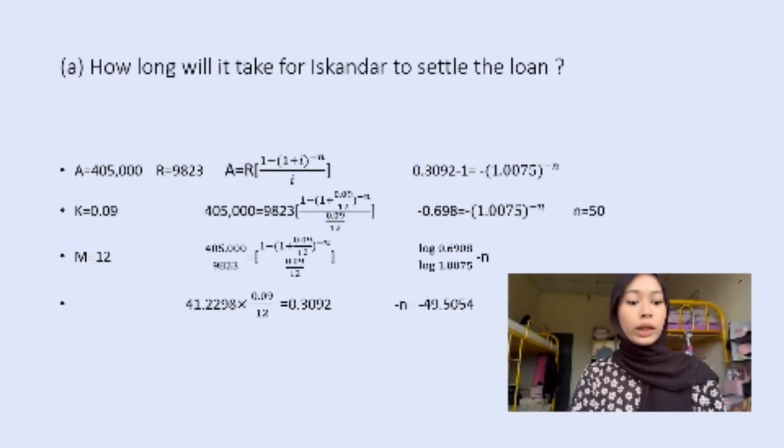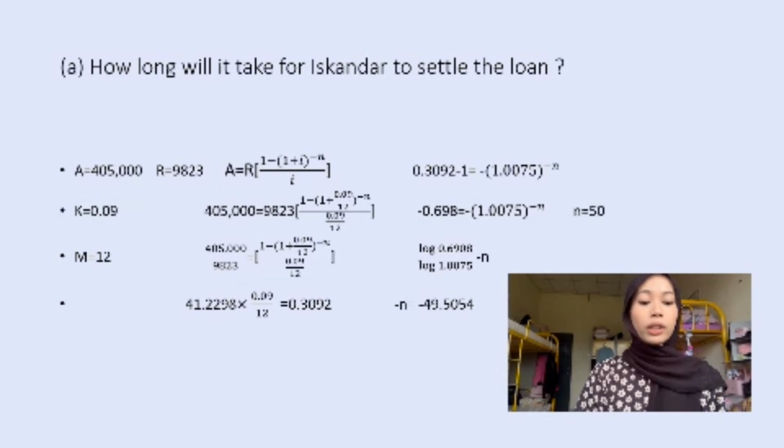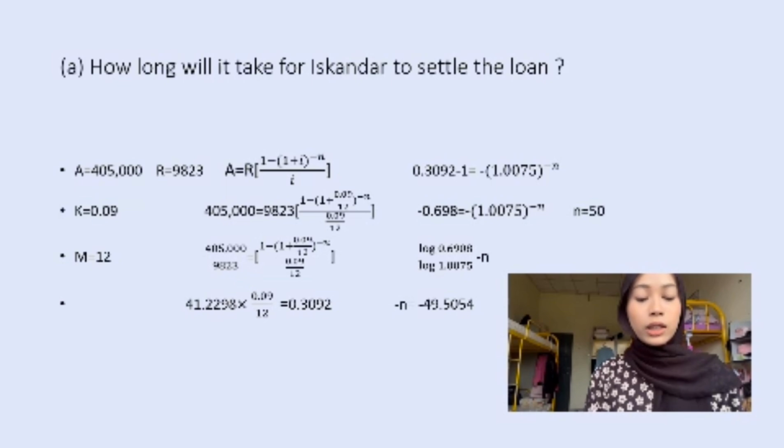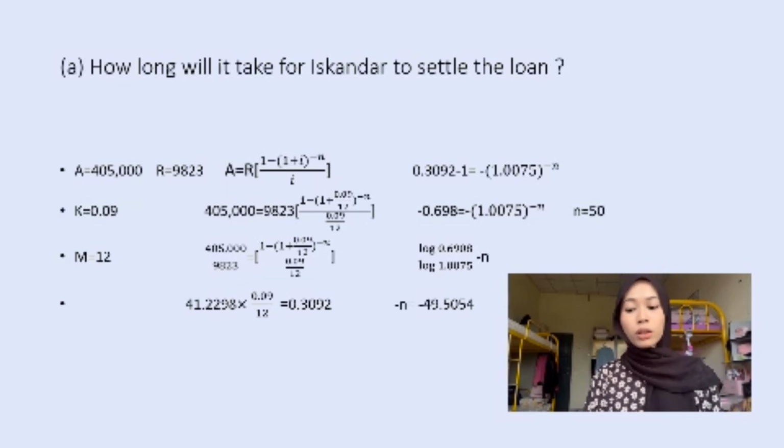Okay, for question A, how long will it take for Iskandar to settle the loan? Step 1, identifying the formula and values. The loan repayment formula used here is annuity A. Step 2, substitute known values into the formula. Then, simplify the equation, multiply both sides by 0.0075 to simplify further. Then isolate the exponential term. Solve for n using logarithms, take the natural logarithm of both sides to solve for n. Then perform the calculation. Since n must be a whole number, round up to the nearest whole number, so n equals 50. So the final answer is 50.